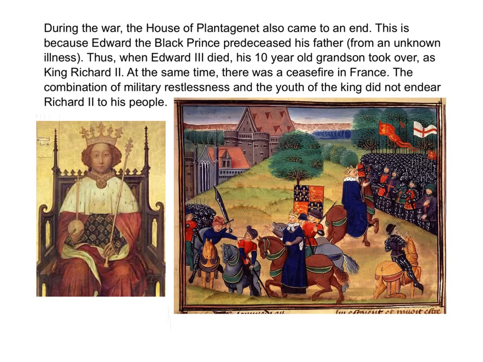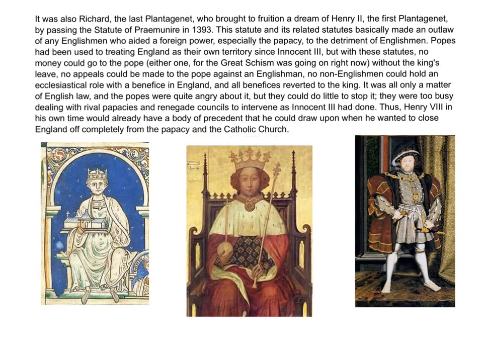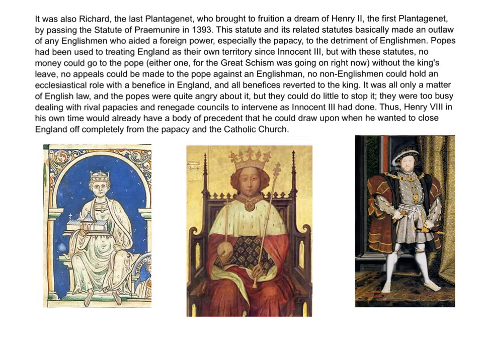So you see that King Richard II actually dealt with the Peasants' Revolt quite decisively, but he also had a rough reign, and there are a lot of people who don't like him. It was also Richard, the last Plantagenet, who brought to fruition a dream of Henry II, the first Plantagenet, by passing the Statute of Praemunire in 1393. This statute and its related statutes basically made an outlaw of any Englishman who aided a foreign power, especially the papacy, to the detriment of Englishmen.